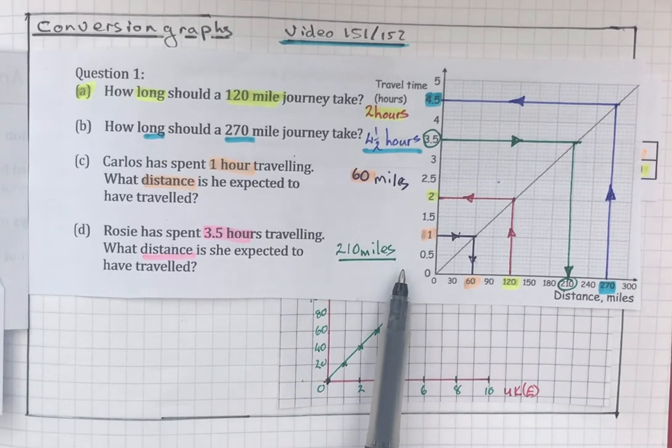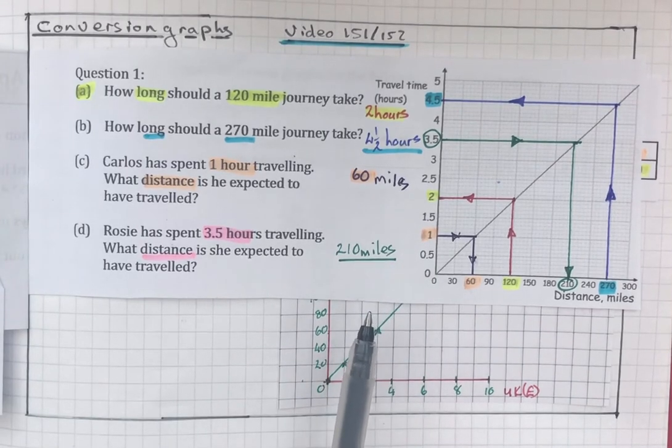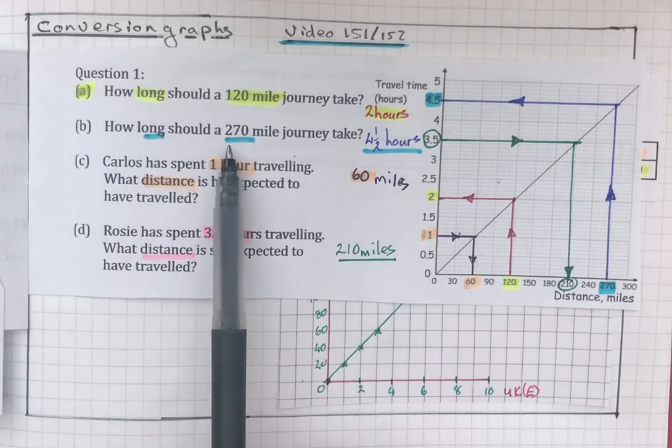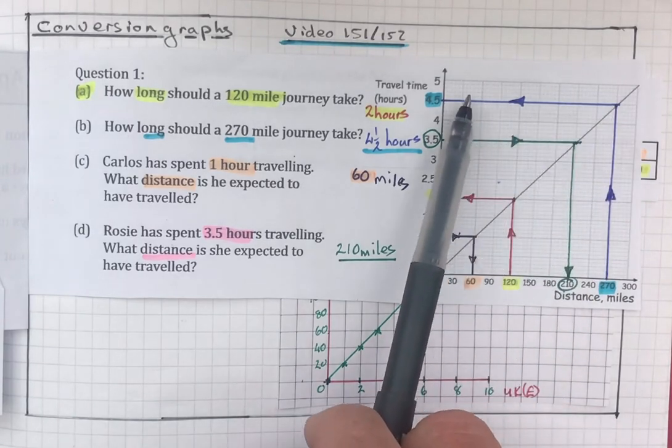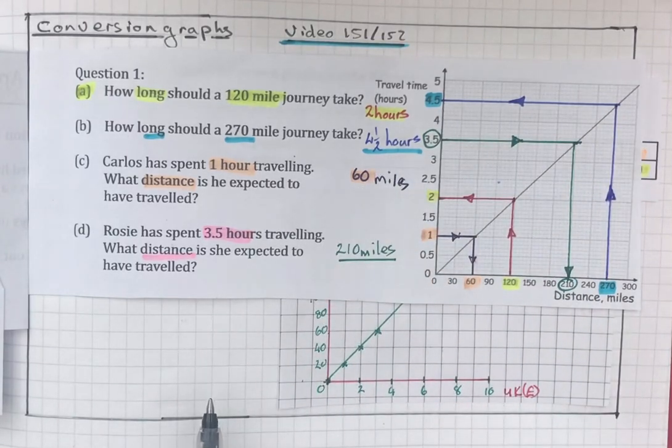Yes, you do need to draw your lines on. It's all to do with accuracy, because if you're not accurate, you're close, but you might not get the answer. How long should a 270-mile journey be? Find 270 in the blue, go up and along, and it tells me it's 4.5 hours.